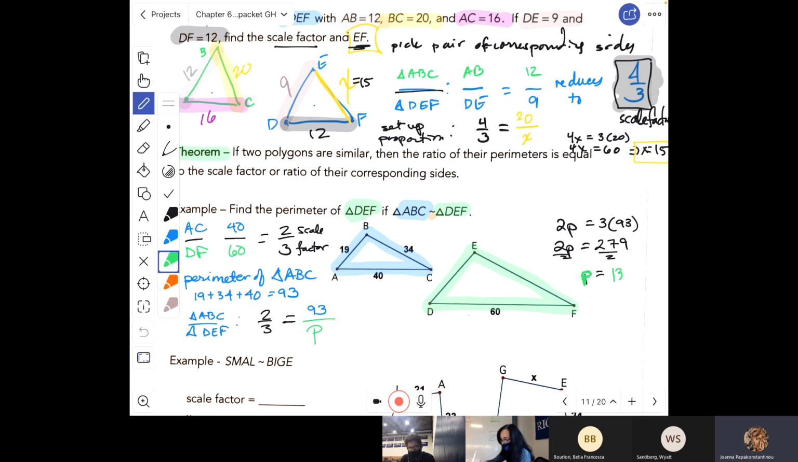Does anybody disagree? Oh my gosh, y'all should be able to do this. Yes. So that's the perimeter. So we could say the perimeter of triangle DEF is 139.5.